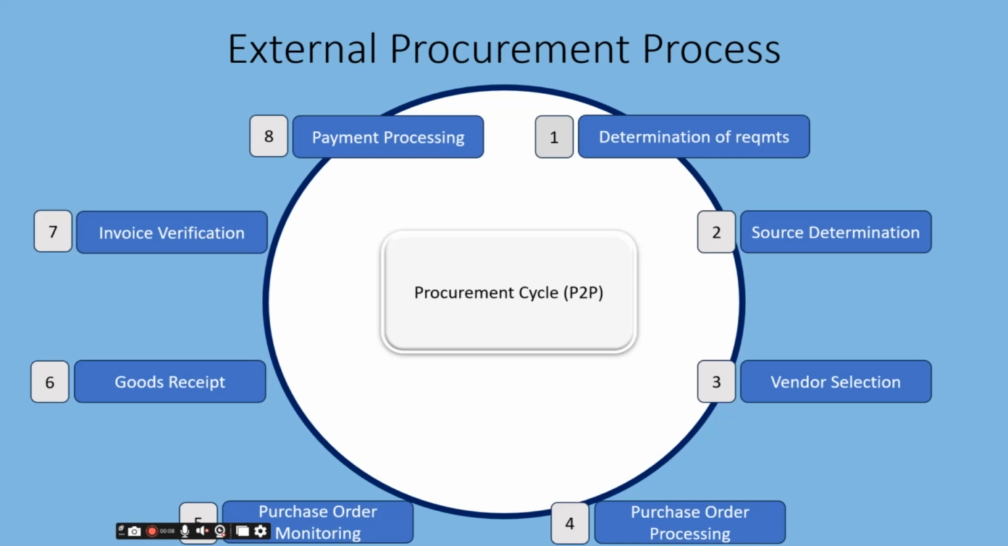Once the vendor is fixed, the purchasing department, the purchasing group, will create the purchase order. Once the purchase order is created, it will be sent to the selected vendor, and we can monitor the purchase order for the status: whether it is delivered on time, whether the material is loaded on the vehicle, whether the transportation is on the way. We can monitor all these activities with the purchase order.